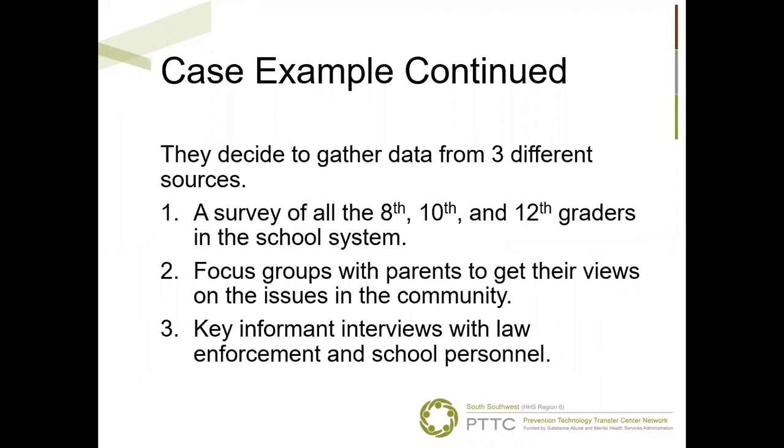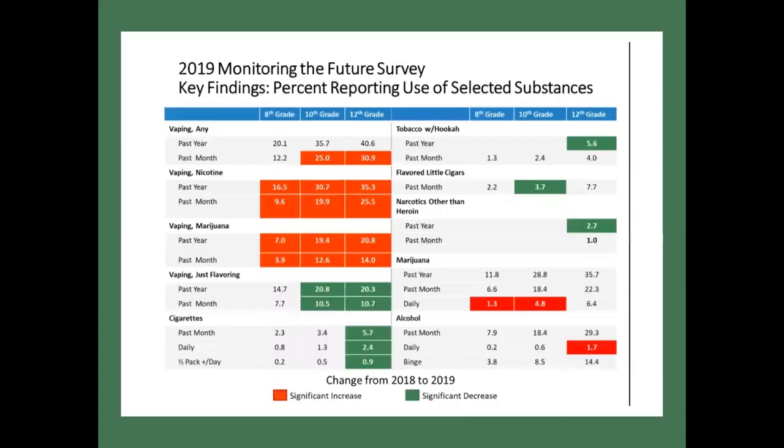And a lot of times, again, when you do a local survey, let's say you have 2,000 students that are eligible to be surveyed. But if you're going to break it down by groups, in class, you're going to probably need to survey everybody so that you don't run into those sampling issues that I talked about. Again, when it gets larger than that, you may want to think about a sample. Then they decided to do focus groups with parents to get their views on the issues in the community, and then key informant interviews with law enforcement and school personnel. So those were the 3 sources of data.